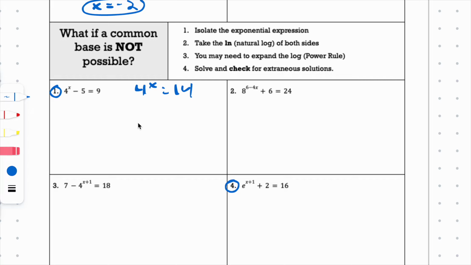And now 4 to the x, our exponential expression, is left by itself. And so then our next step would be to take the natural log of both sides. Now, it's also worth noting that you can take any log of both sides. You can take log base 10, log base 4, both sides. As long as you do it to both sides, we want to maintain properties of equality. So whatever we do to one side, we have to do to the other. We just tend to do ln because that's the easiest, or it's pretty easy, that or regular log. So in this case, we're going to just take the natural log of both sides. So we say ln of 4 to the x power equals ln of 14.